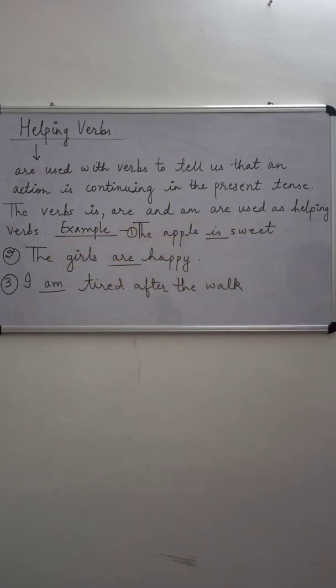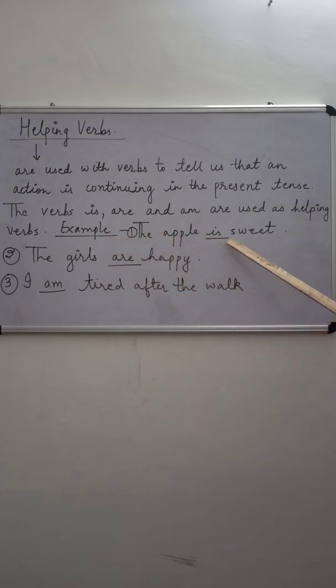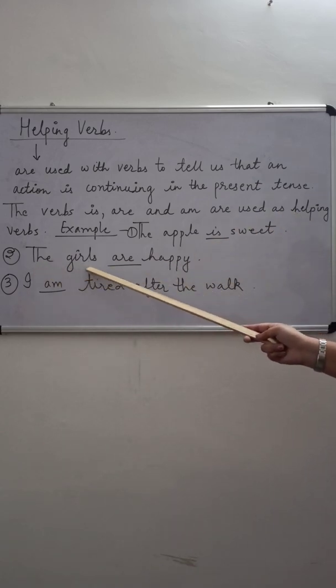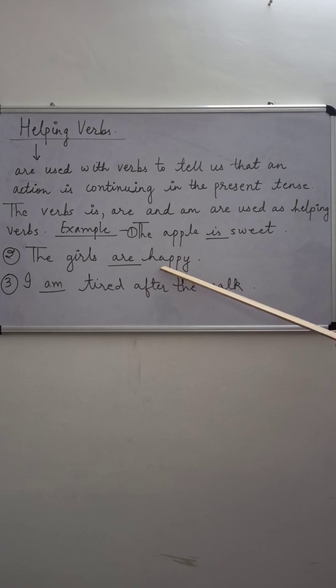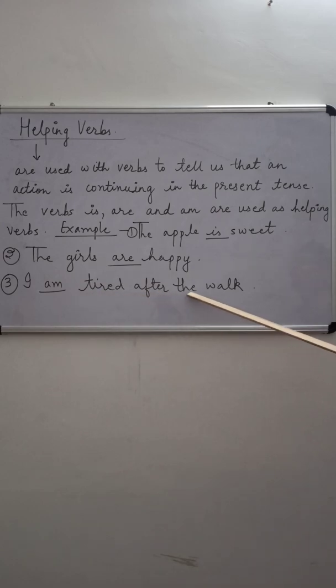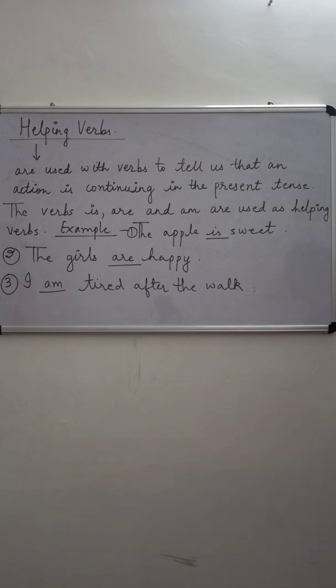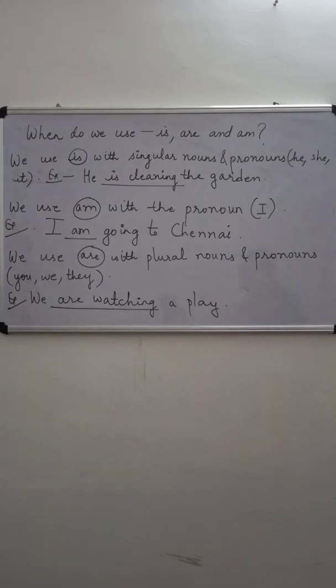Let us see some of the examples. Example number 1. The apple is sweet. So in this sentence, what is the verb? Is. Second, the girls are happy. So in this sentence, what is the verb? Are. Third, I am tired after the walk. So in this sentence, what is the verb? Am.